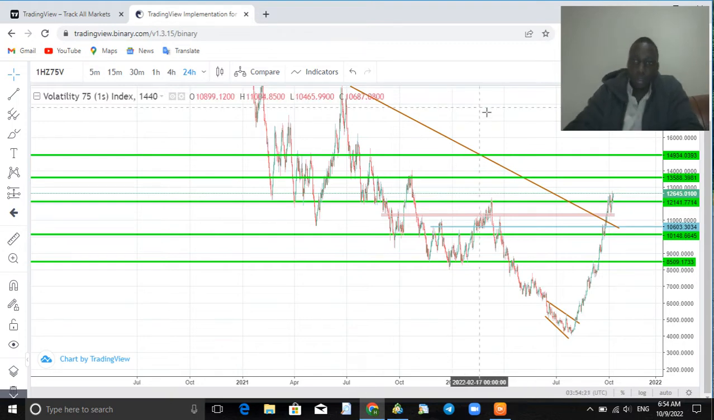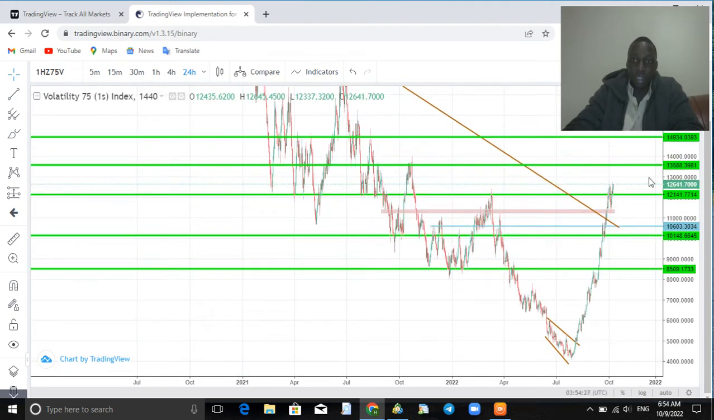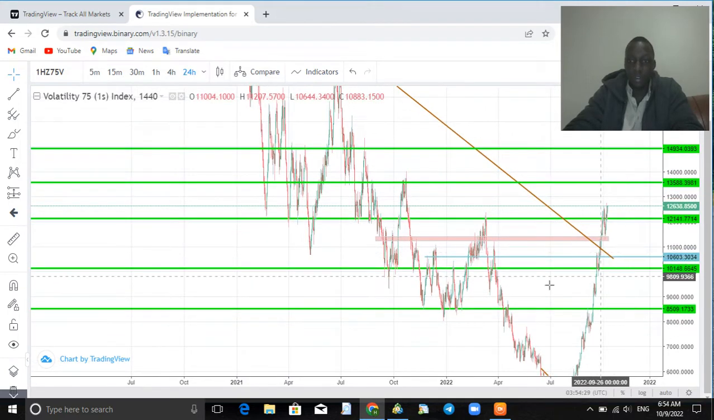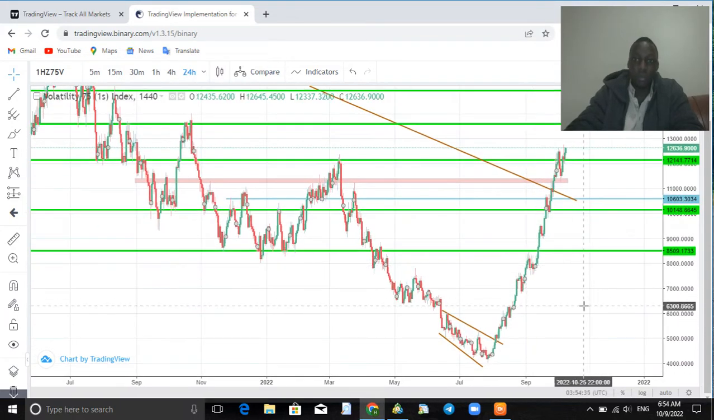Now the first pair I'm going to be analyzing is 75 1S. 75 1S is another nice volatility index you can trade to make money. Why? We find this pair to be so trendy. If it is in a downtrend, don't waste your time looking for sells. If it is in an uptrend, don't waste your time looking for sells, you must be looking for buys. So if you master trends, you can be profitable on this particular pair, volatility 75 1S. So that is the tip.